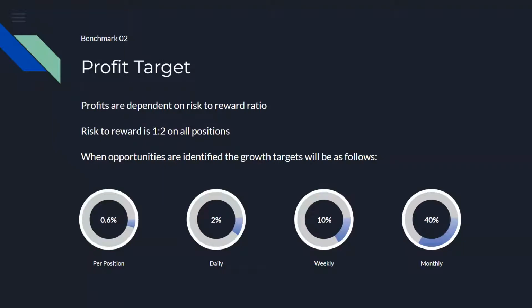Profit target. Profit target would be a product of your risk management. So for me, I do 1 to 2 risk to reward on all positions. Except if I'm swing trading, of course, I would just take some partials and let it swing. But for position, if I am up 0.6%, that's acceptable. If I make 2% daily, it's acceptable. 10% weekly, acceptable. Stop trading. Monthly, 40%. And this is all a direct product of the risk management system.